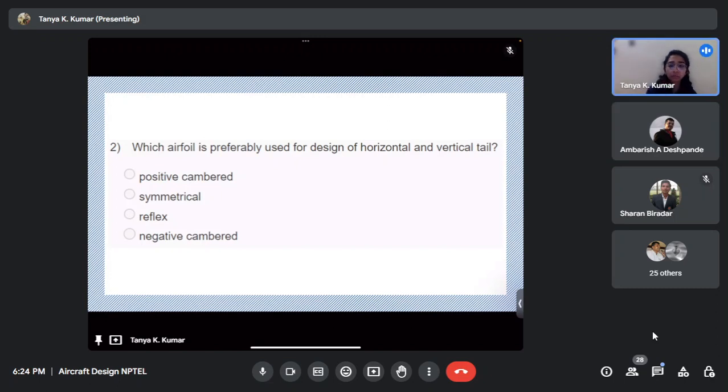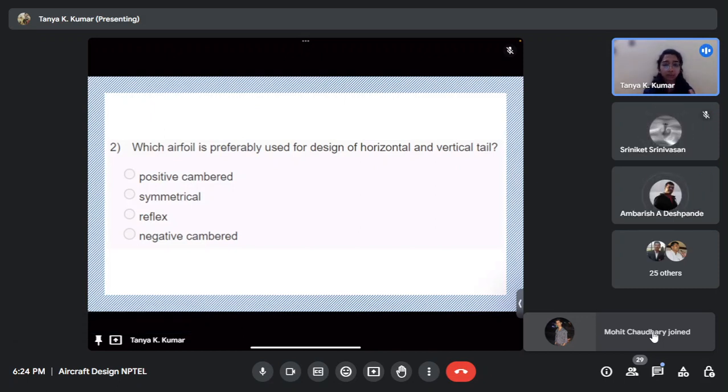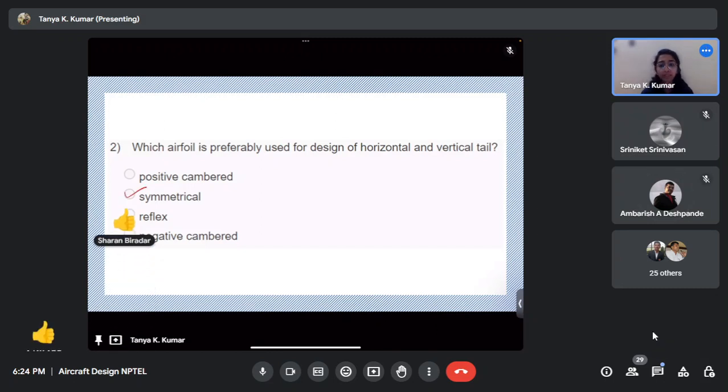Yes. So what you said is right. The main purpose of these horizontal and vertical tails is to contribute towards stability and not to produce lift. So what is the lift-producing structure of the aircraft? Yes. So is everybody okay with the answer that he gave? Why are we using symmetric? The answer is symmetric. He's right. So is everybody okay with it?